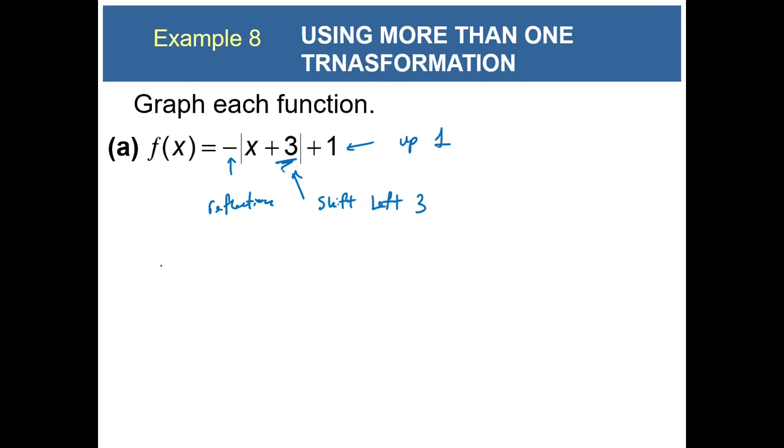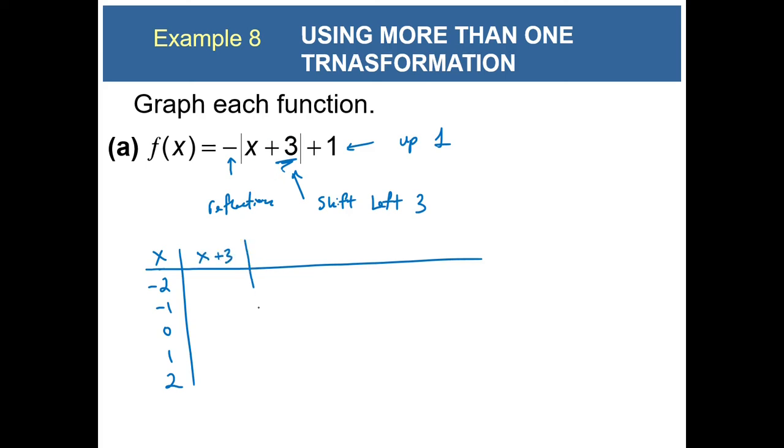For these problems, I like to make a table. We'll break it down into sections. Let's pick some values for x: negative 2, negative 1, 0, 1, and 2. And we'll try to work our way from inside to out. That's the easiest way to graph this function. So we'll start by doing x plus 3. That's the inside of the function.